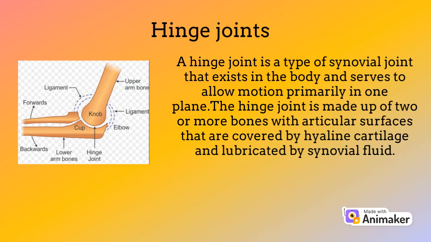Hinge joint. A hinge joint is a type of synovial joint that exists in the body and serves to allow motion primarily in one plane. The hinge joint is made up of 2 or more bones with articular surfaces that are covered by hyaline cartilage and lubricated by synovial fluid.